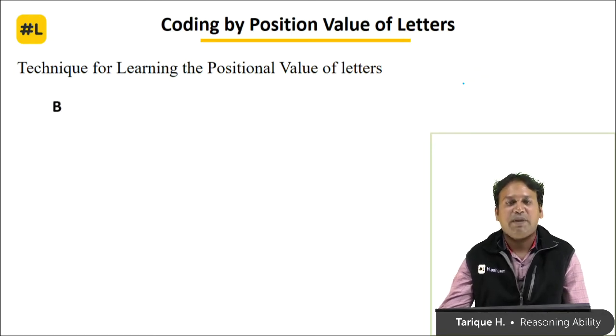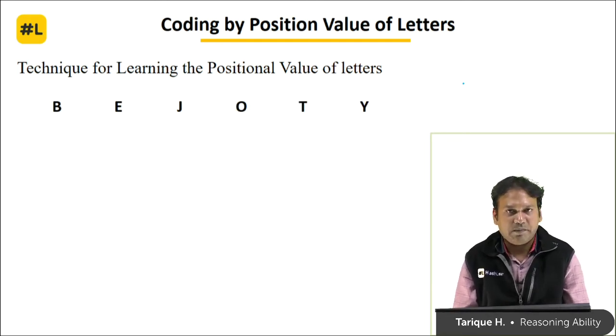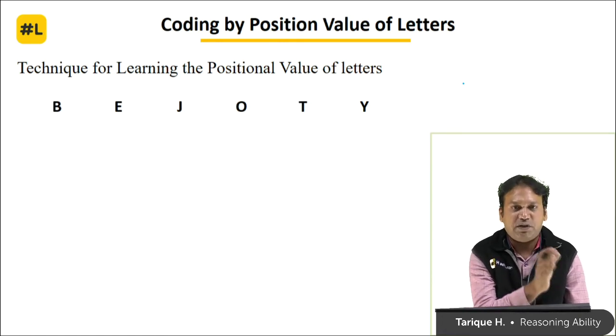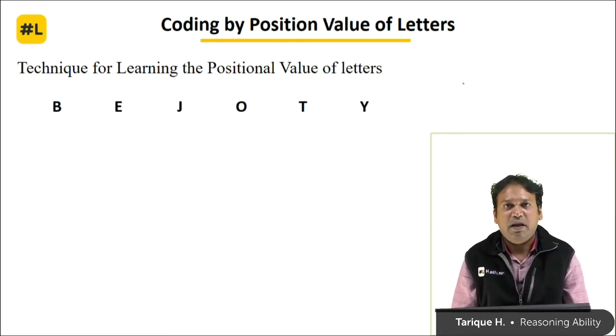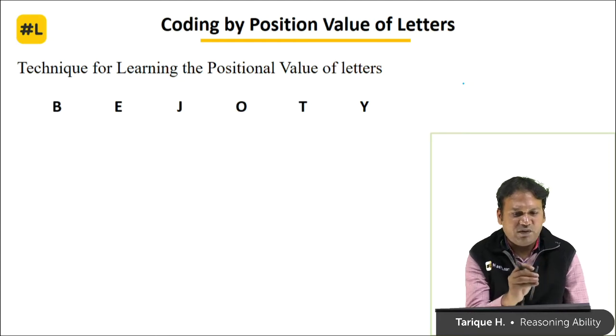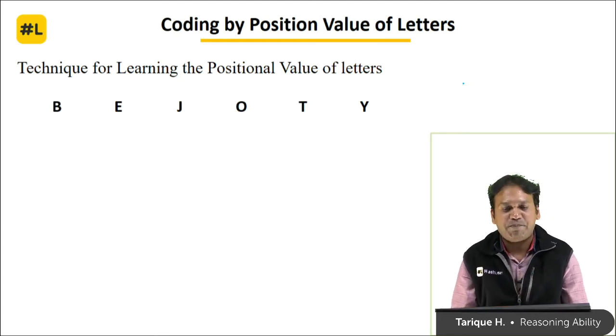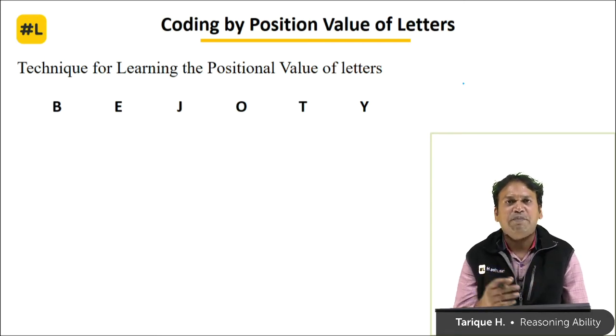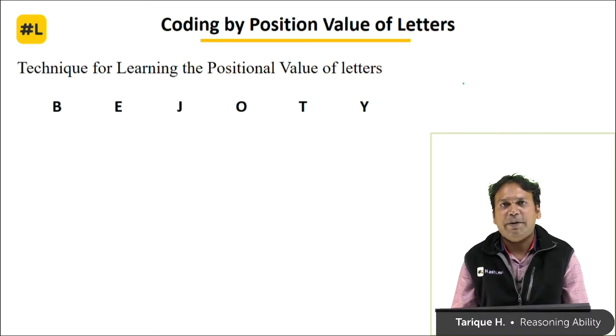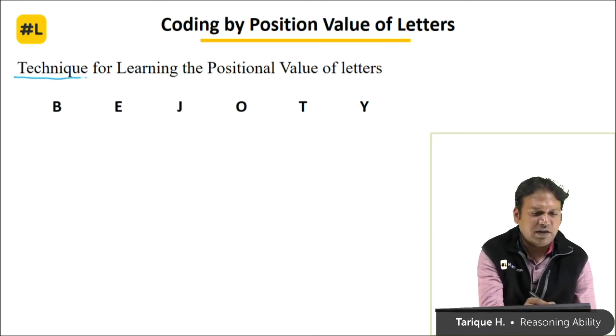So we have B, E, J, O, T, Y. What we do, we learn the value of these letters. These are the in between positional values, mid values you can say. Once you know the positional value of these letters in the English alphabet, using these letters you can find out the positional value of all letters in the English alphabet. And this is easy to learn. You can learn this as a word, EJOTY. The word is EJOTY, B-E-J-O-T-Y. So this is what I mean by this technique, fast technique.